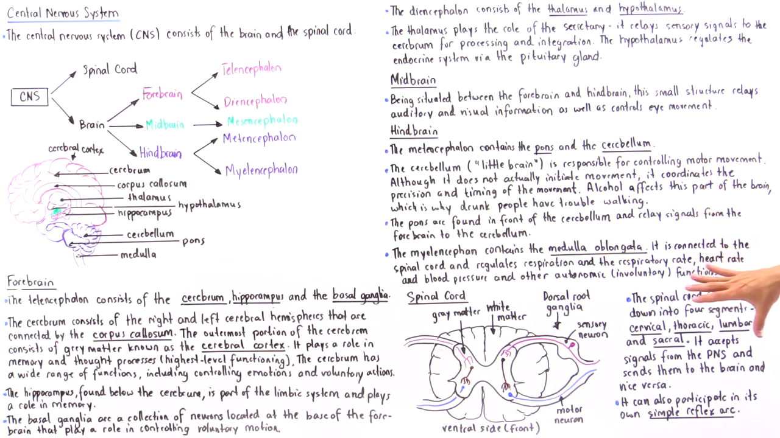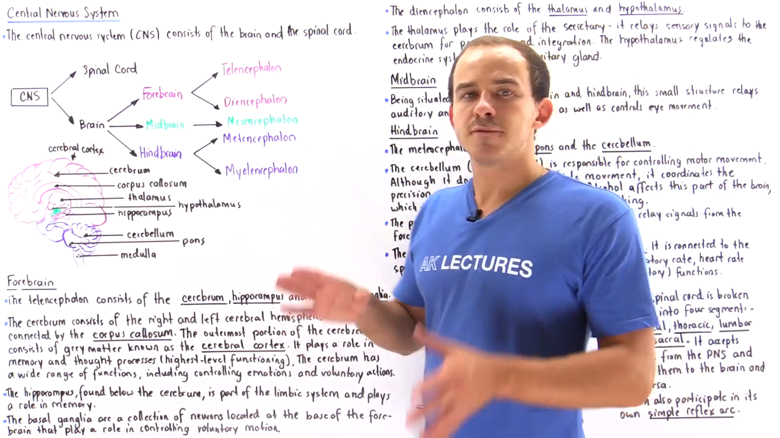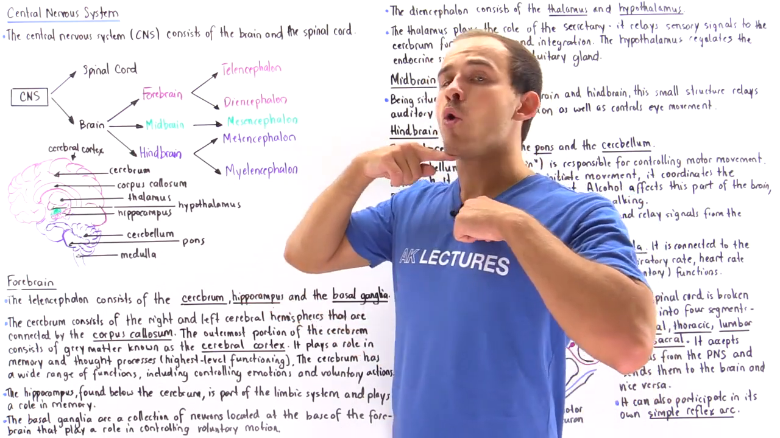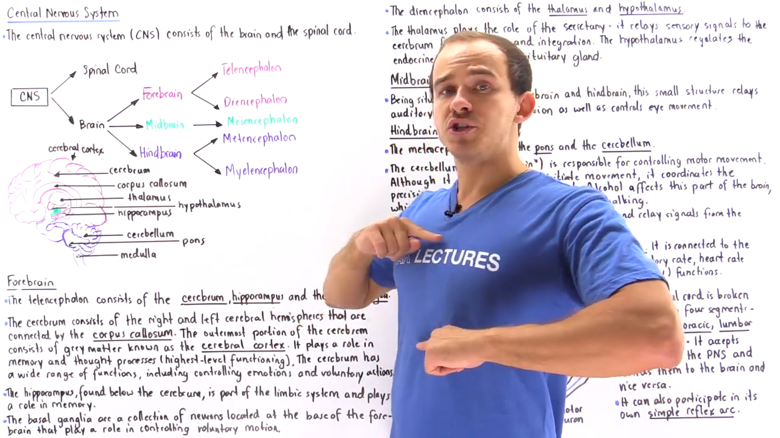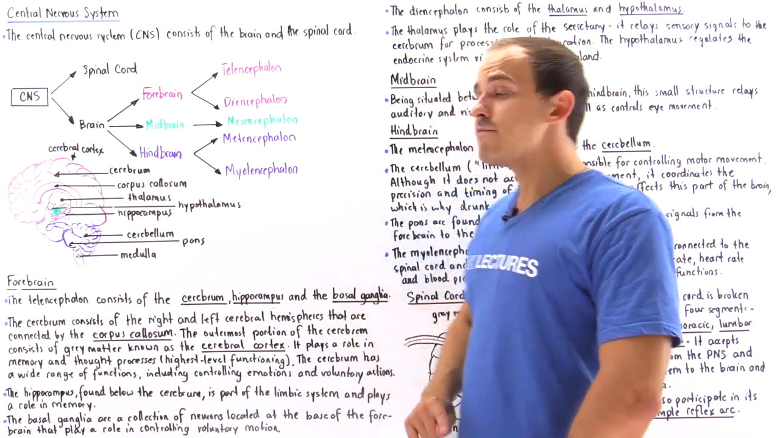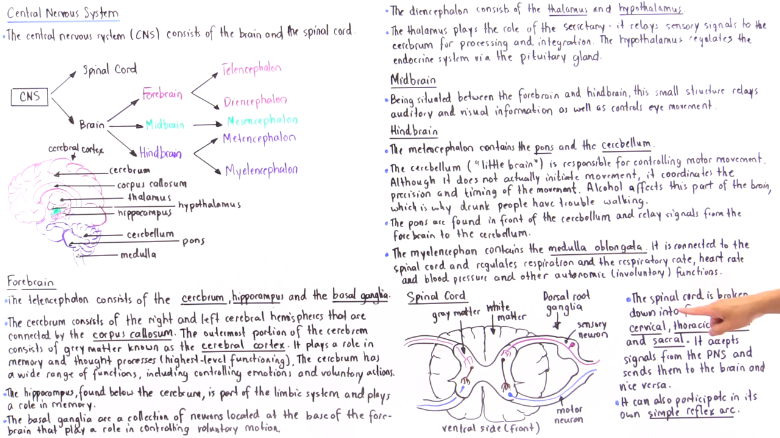The spinal cord can also be broken down into 4 regions. We have the cervical region, the topmost portion. We have the thoracic region. Then we have our lumbar region. And then we have our sacral region. So the spinal cord is broken down into 4 segments: cervical, thoracic, lumbar, and sacral.